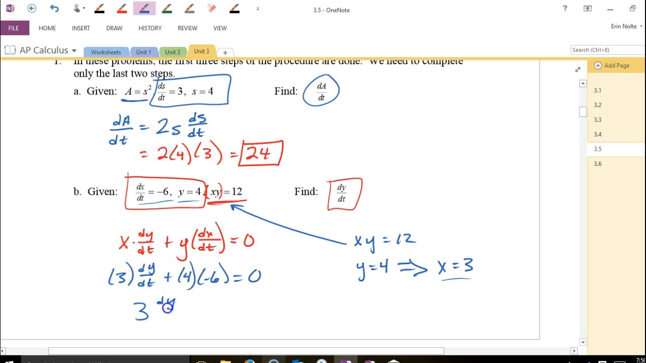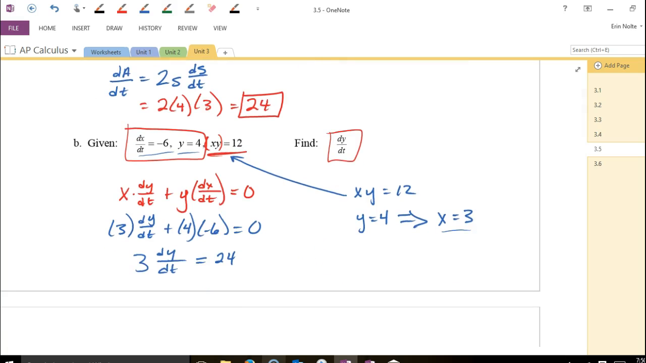That just fell down. Okay, and then this is plus negative 24. I'm going to subtract that to the other side, or add that to the other side. Since it was a negative 24, I'm going to add it to positive 24. And then I would just divide by 3. So that tells me that dy/dt is equal to 8. Okay, and again, remember that you're finding a rate. So if it was feet and seconds or whatever, it would be feet per second.